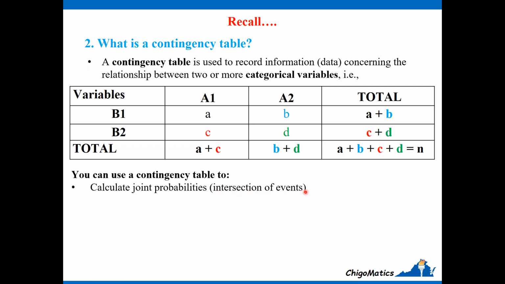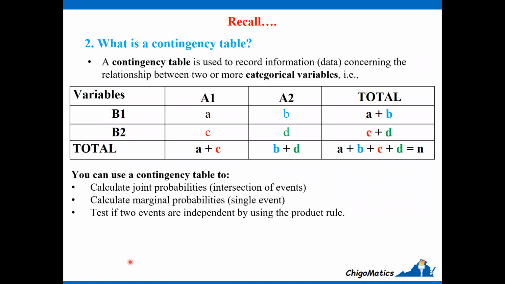That is, the intersection of events. You can also calculate marginal probabilities, that is, single events. You can also test if two events are independent by using the product rule. We note that the rows and columns represent mutually exclusive, that is disjoint, events. A1 has nothing to do with A2, and B1 has nothing to do with B2. So A1 and A2 are mutually exclusive, and B1 and B2 are mutually exclusive.